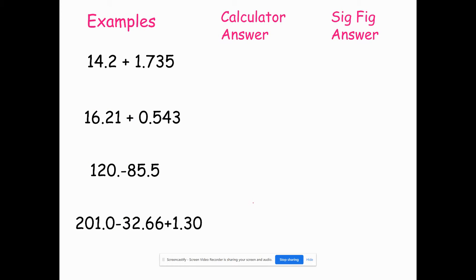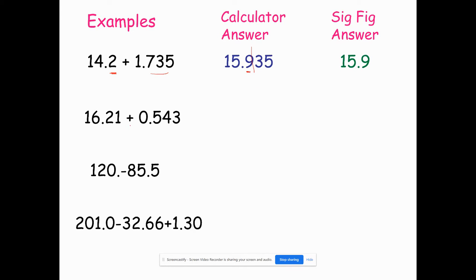Now let's take a look at our answers. When we add these numbers together, we're going to round to the least number of decimal places. Over here, I have the tenths place and the thousandths place. So my answer has to be rounded to the least precise measurement, which is the tenths place. When I add those together, I need to round to the tenths place, so I'm going to cut the number off here. And since that is a 3, I'm going to keep that at 15.9.